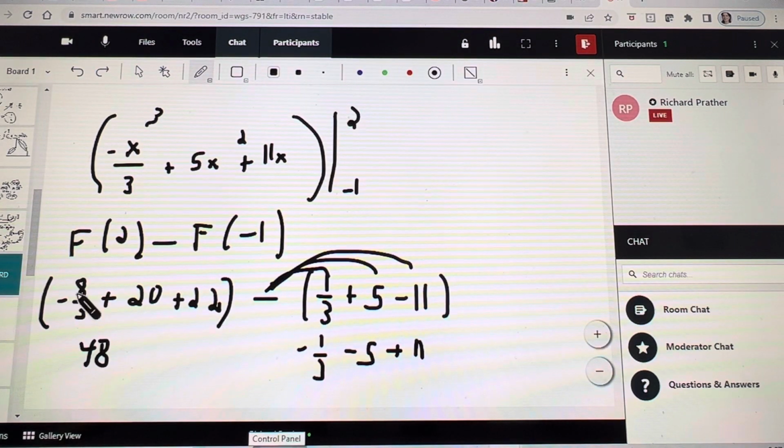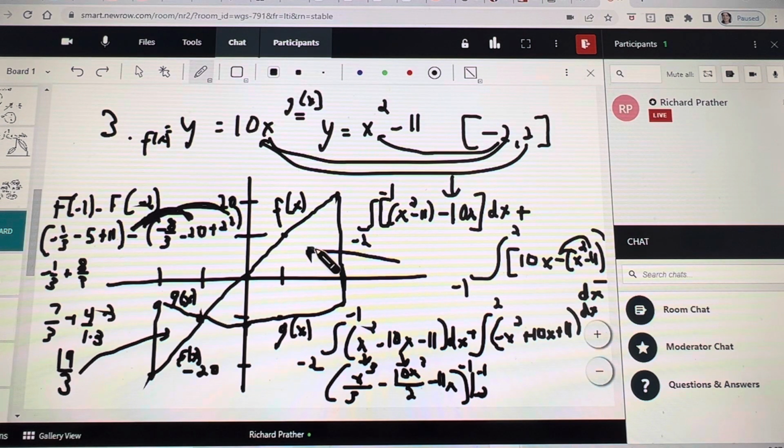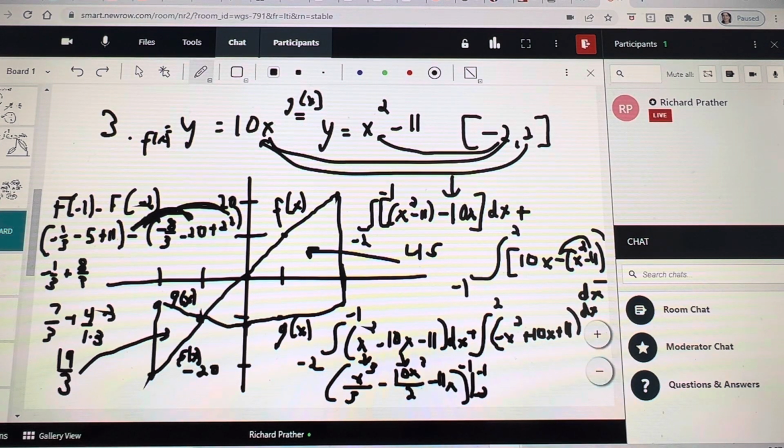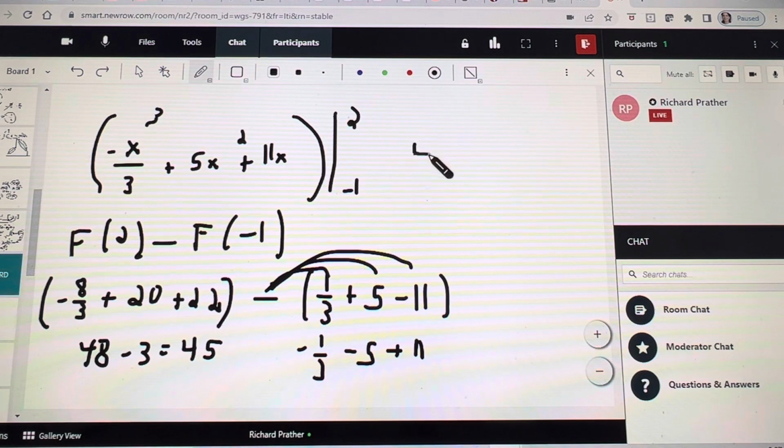And then there's a -8/3 and a -1/3. That's -9/3 or -3. So this area came out as an integer, 45. This area is 45. And this area is 19 over 3. So our total area is 45 plus 19 over 3.